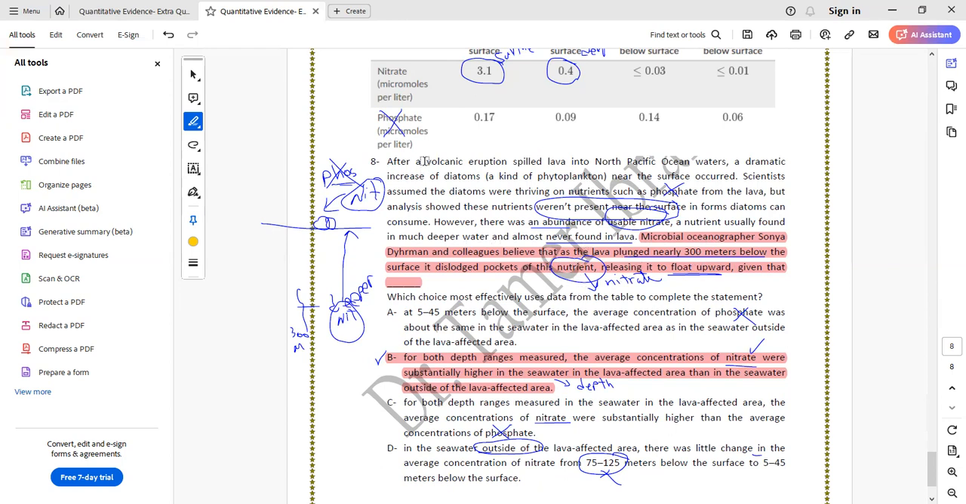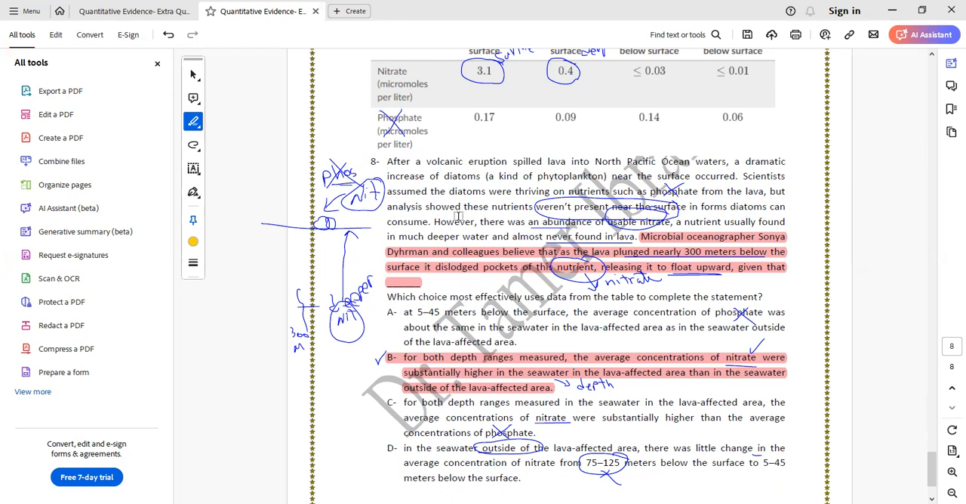Okay, let's find it. After a volcanic eruption, it spilled lava into North Pacific Ocean waters. A dramatic increase of diatoms, a kind of phytoplankton, near the surface occurred. Scientists assumed that the diatoms were thriving on nutrients such as phosphate. So the nutrient is phosphate. But we need to complete from the lava. But analysis showed that these nutrients weren't present near the surface. No, it's not phosphate, because it said float upward. It's not phosphate.